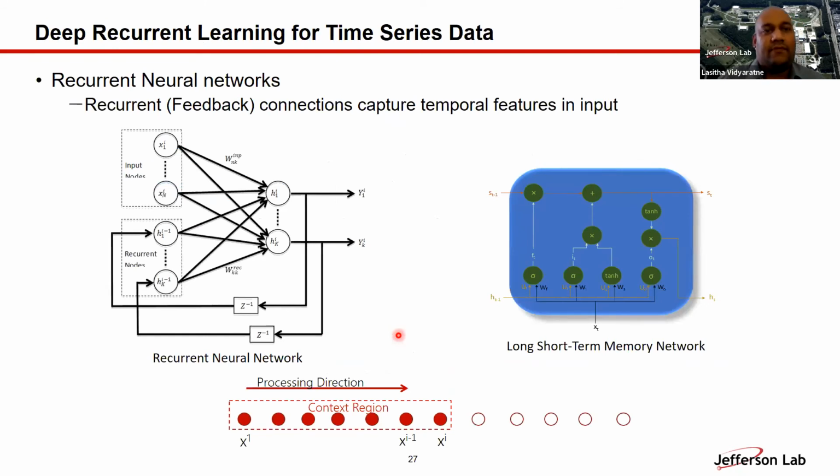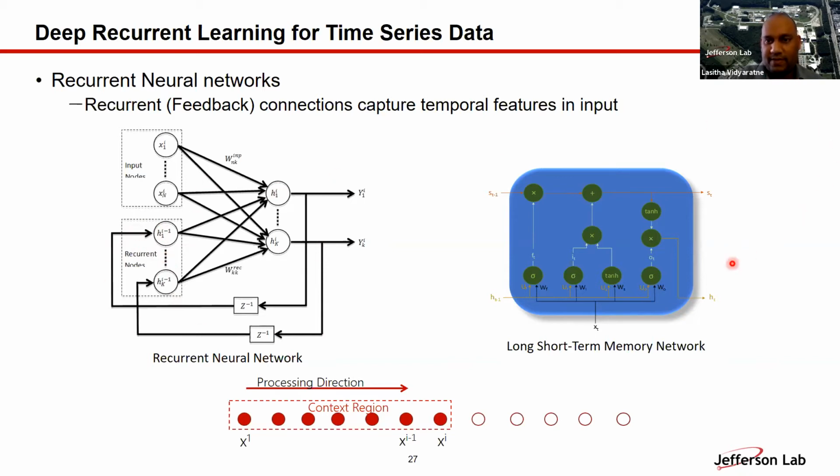With that in mind, we first looked into deep recurrent learning models because we are working with time series data. Deep recurrent learning models are based on recurrent neural networks, which are a unique type of neural network that has recurrent or feedback connections that are specially set up. As you see here on the right-hand side, this is a very simple recurrent neural network architecture that has this unique feedback loop with a unique delay that is designed to capture the temporal features in a time series input. So these are specifically designed for time series data.